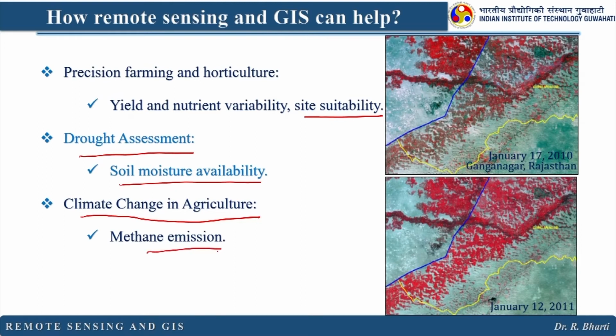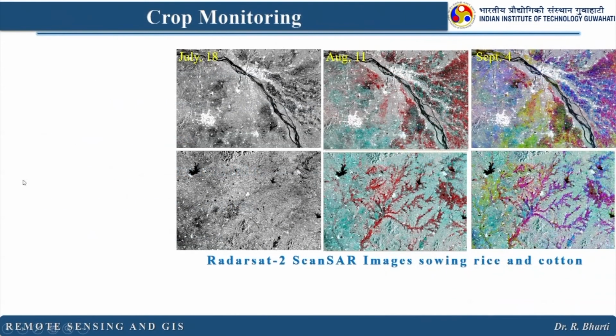affects your crops a lot. For such applications, you can evolve a method by using remote sensing and GIS and conventional techniques and solve a problem. That is the main objective of this course.